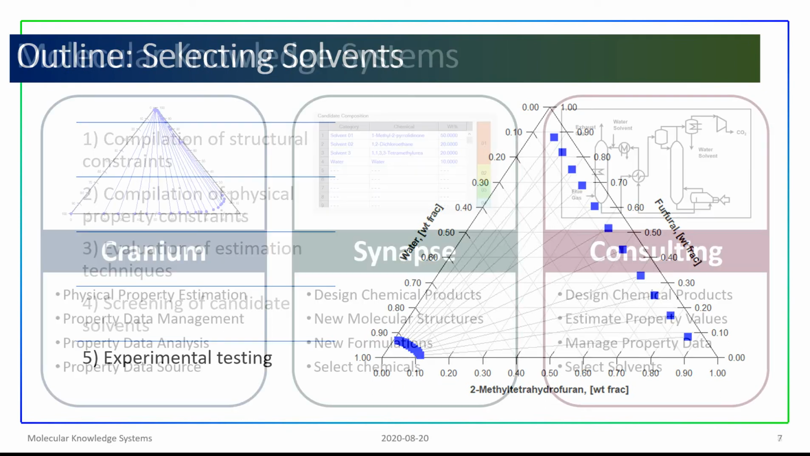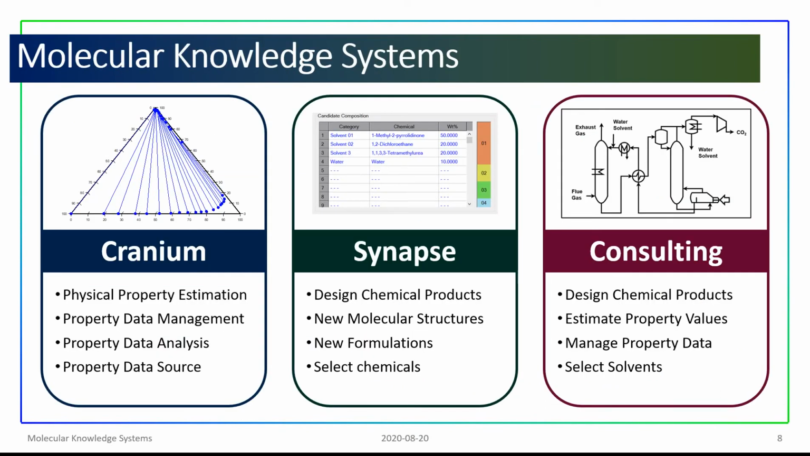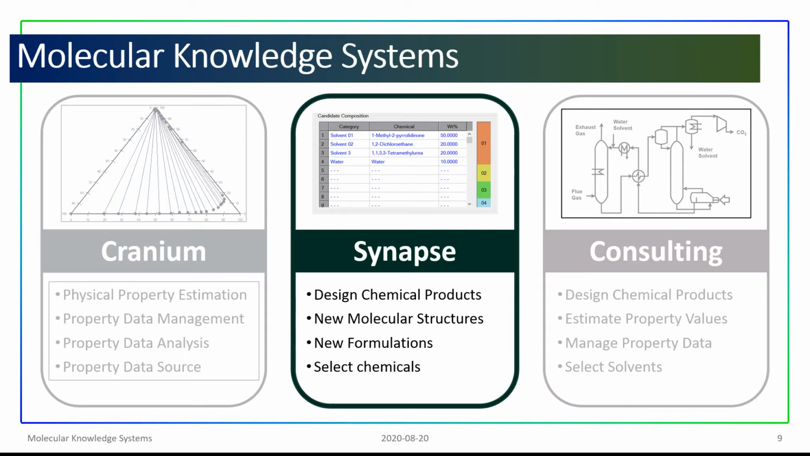this presentation. As a little background, Molecular Knowledge Systems provides computer software and consulting services. Our software focuses on physical property estimation and chemical product design, as does our consulting services. The work that I am presenting here was done using our Synapse software product, but what I'm going to talk about is not so much about our software tool, but really the information and the capabilities that are needed by any solvent selection tool. As such, I hope that the information I present here is applicable whether or not you use our tool, someone else's tool, or build your own tool, which can readily be done.